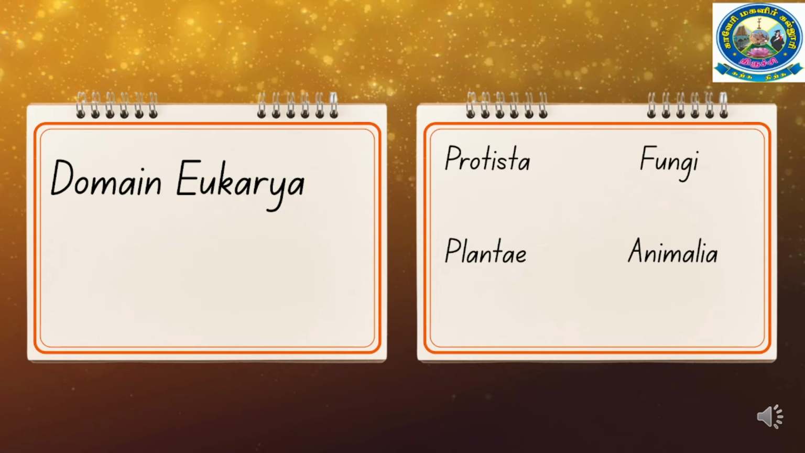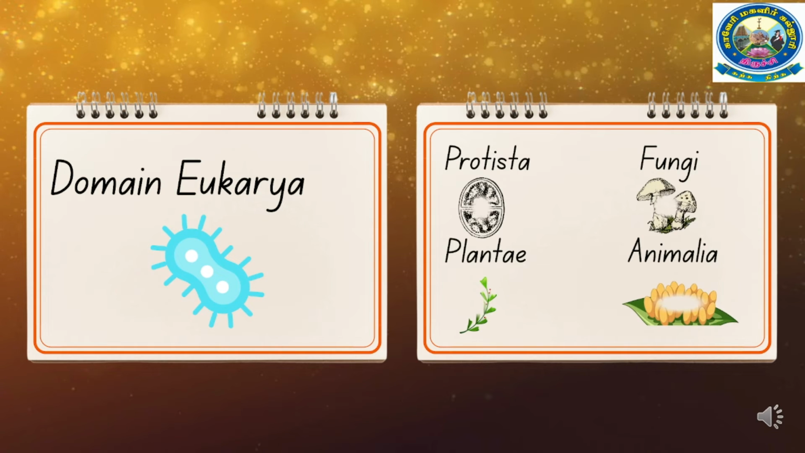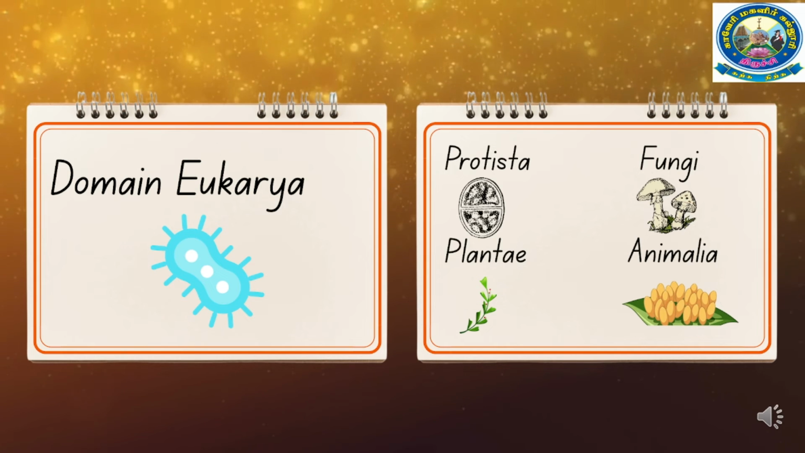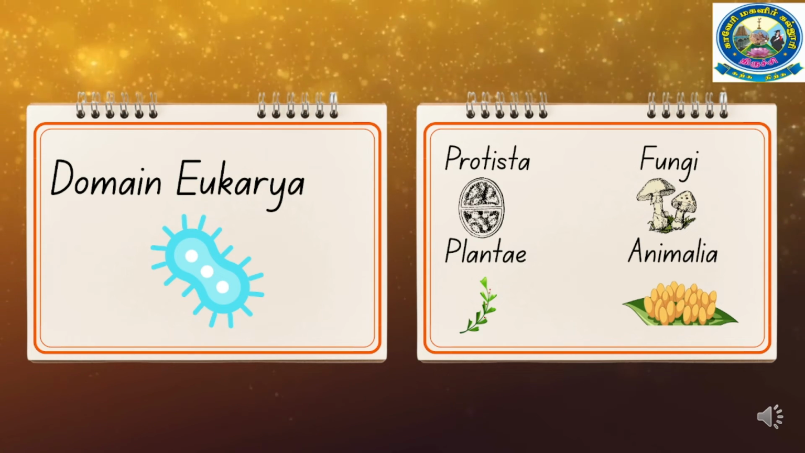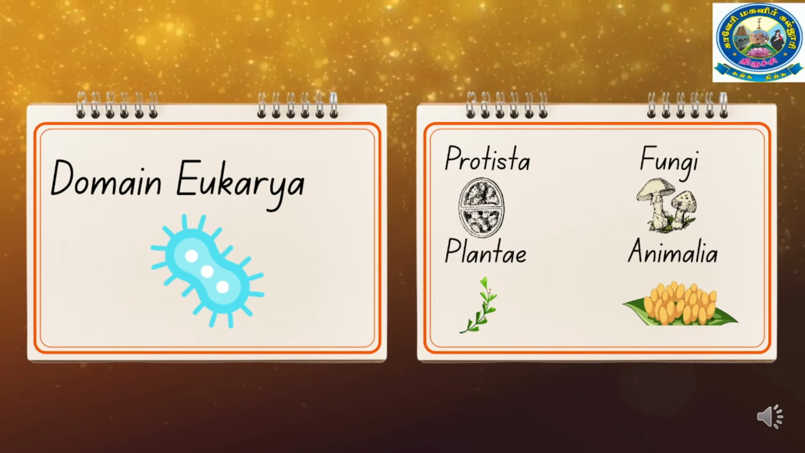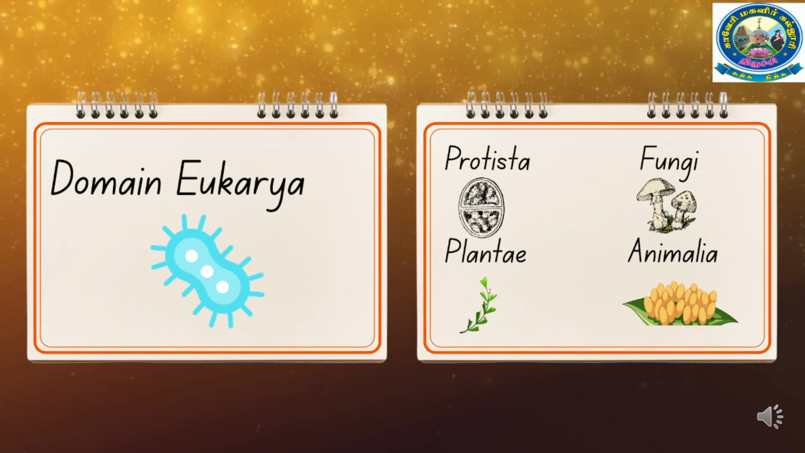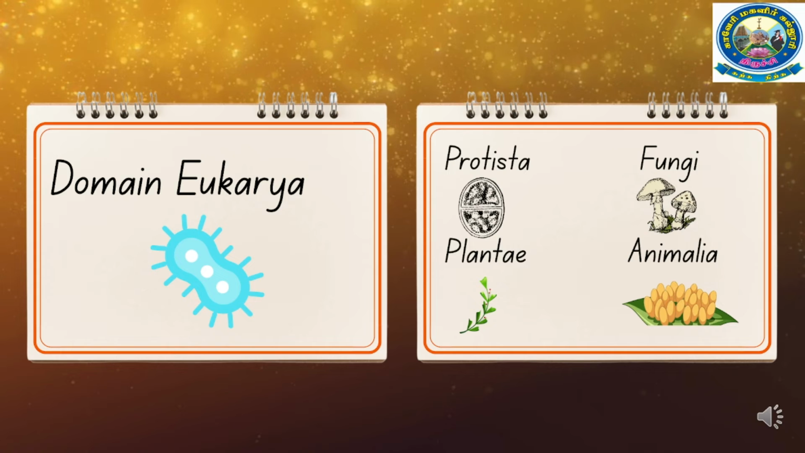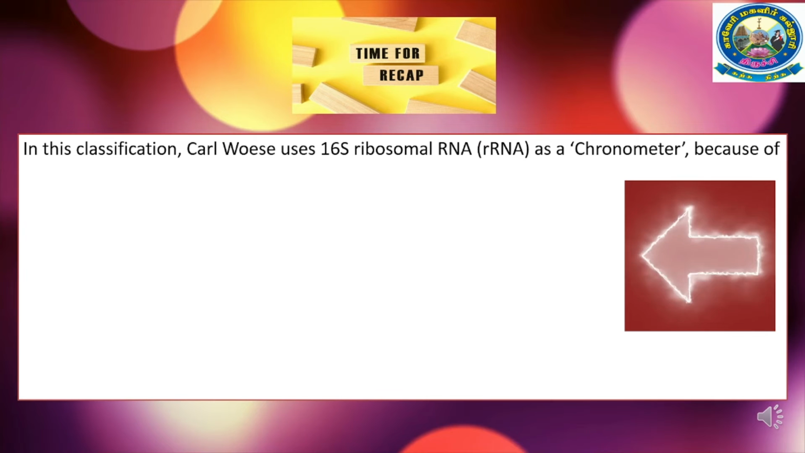Now let us discuss the domain eukarya. These are eukaryotic cells with a membrane-bound nucleus. Their membranes contain unbranched fatty acid chains and glycerol. They lack peptidoglycan in their cell wall. Eukarya resist antibacterial antibiotics, but they are sensitive to antibiotics that affect eukaryotic cells. They are presently of 4 types, which include protista, fungi, plantae and animalia.